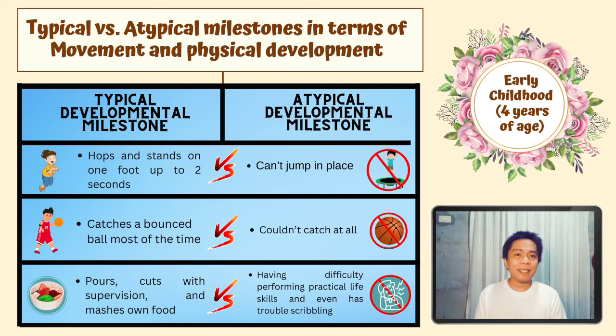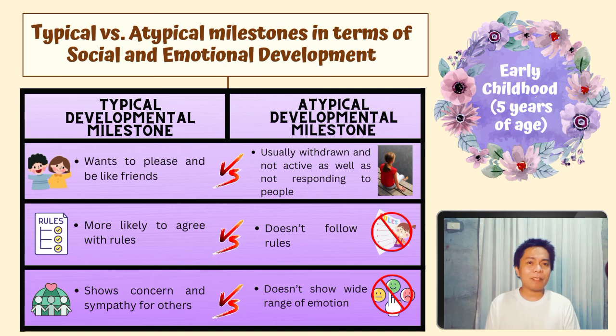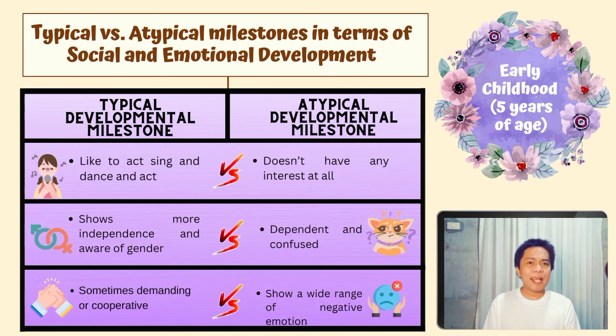Now let us talk about 5-year-old kids in terms of typical and atypical development in the social and emotional domain. Usually, kids at this age want to please others and be like friends versus withdrawn, not active, not responding to people. More likely to agree with rules versus the opposite who doesn't follow at all. Shows concern and sympathy versus doesn't show a wide range of emotion. Likes to sing, dance, and act versus doesn't have any interest at all. Shows more independence and gender awareness versus kids who are dependent and confused. They are sometimes demanding or cooperative versus shows a range of negative emotions.